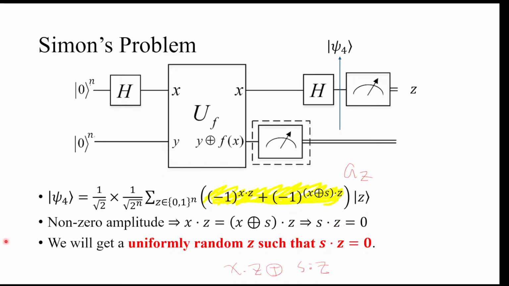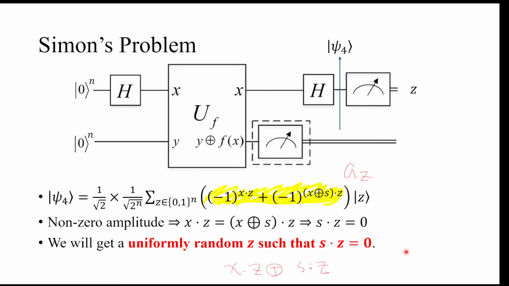And if you do the calculation a bit carefully, you see that all the z with non-zero amplitude actually have the same amplitude. The analysis is very easy, because it's either plus 2 or minus 2 here, and the calculated probability is the same. So every z with non-zero amplitude has the same probability of getting measured. So we will get a random z that has s·z equal to 0.